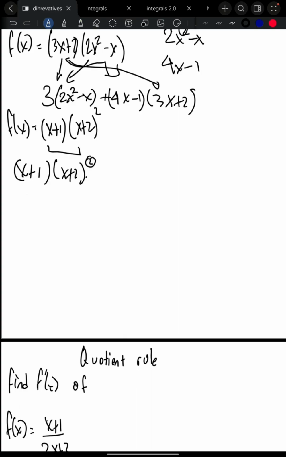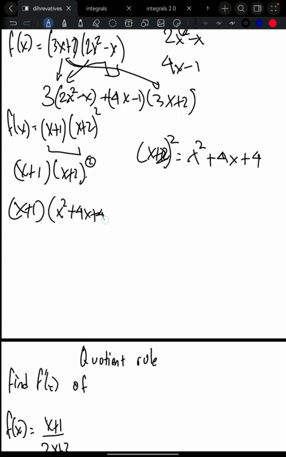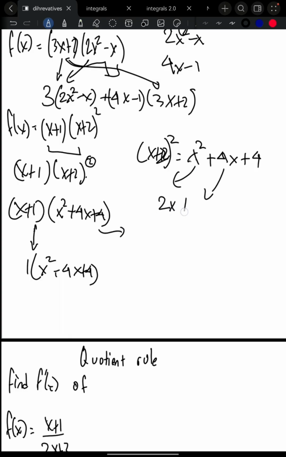Since I don't know the chain rule, let me just expand this one, x plus 2 whole squared. That's x squared plus 4x plus 4. Now I can use the product rule because it's just two products. I differentiate this, which is 1, times all of that. Then plus the derivative of this, which is 2x plus 4, times x plus 1. And then you simplify.